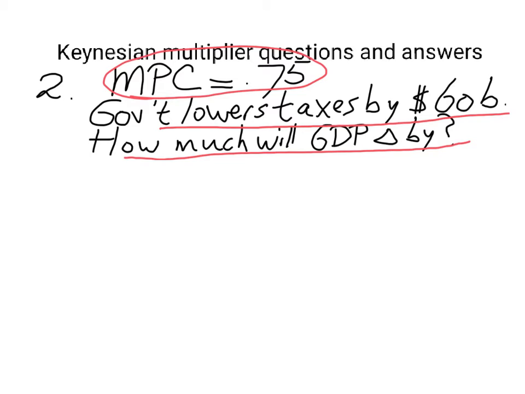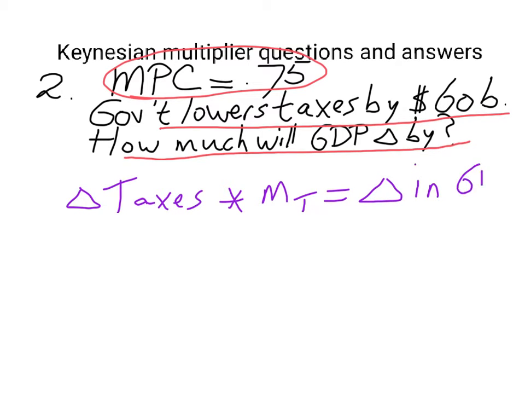But for this one, we know that the change in taxes times what's called the tax multiplier is equal to the overall change in GDP, according to the Keynesian model. The change in taxes is minus 60 because the government lowers taxes, so it's going to be minus $60 billion officially. And we multiply that by what is called the tax multiplier.